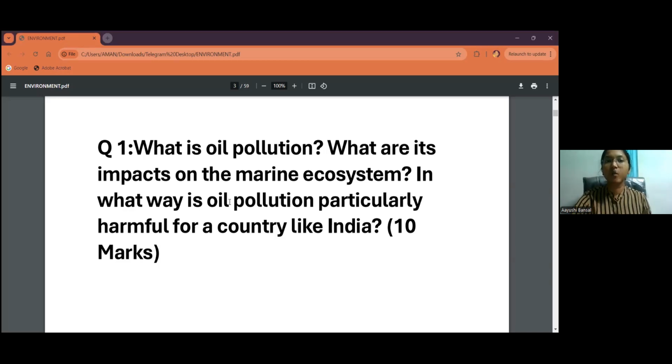Now, the next part is, in what way is oil pollution particularly harmful for a country like India? In this third part, we have to answer for oil pollution and for a country like India. What does it mean, like India? What is specific about India in this case? We have a very long coastline. So this kind of oil pollution or marine pollution is very important for our country to understand. So we have to answer in the context of India, not any other context, right?